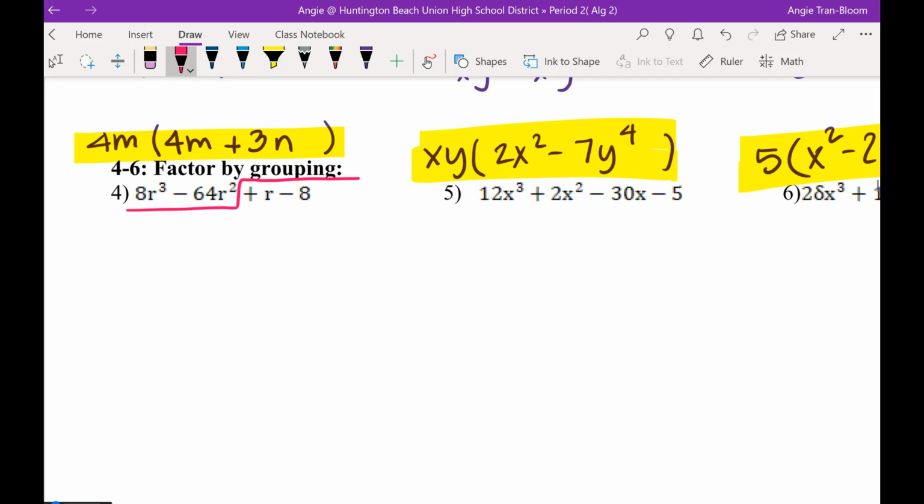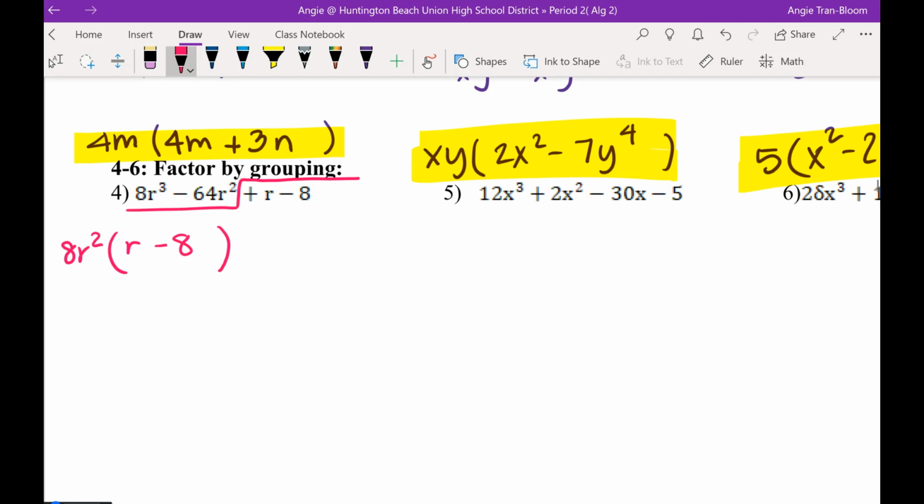So, the first 2 terms. What is the greatest common factor there? 8r to the second. You're right. What's left inside? R minus 8. Perfect. Well said.